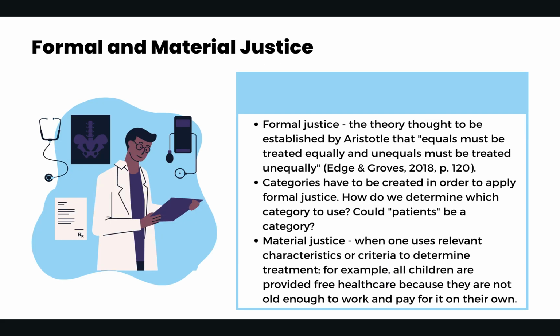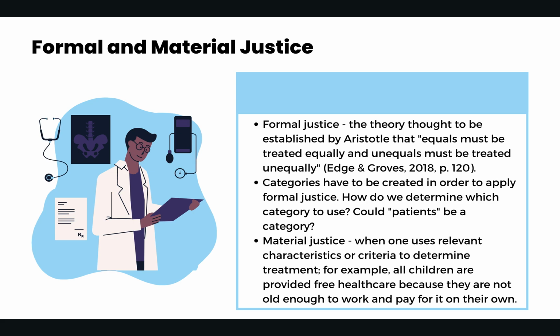So first, we want to look at formal and material justice. Formal justice is a theory thought to be initiated with Aristotle. And it says that equals must be treated equally and unequals must be treated unequally. In order to have formal justice, categories need to be created in order to apply that. So what does equal mean? How are we measuring that?